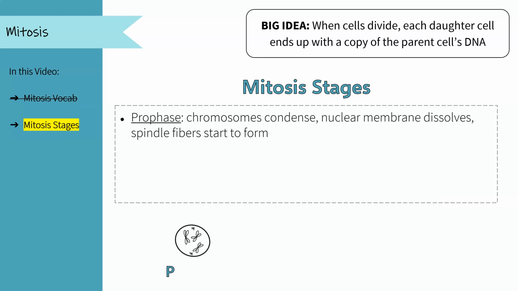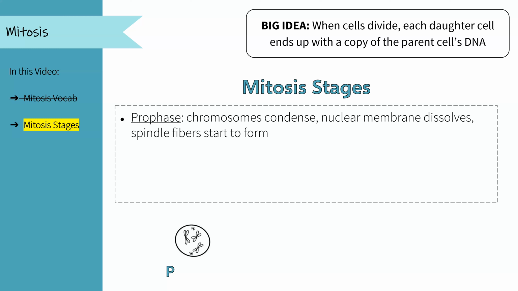Now we'll talk through the stages of mitosis. We have four stages: prophase, metaphase, anaphase, and telophase. Prophase comes first. I like to think about the beginning of this as being like pro or pre, so it's first, it's where we're really getting ready. Here our chromatin condenses into chromosomes, right? Our DNA gets all packed up and ready to go, and our nuclear membrane dissolves.